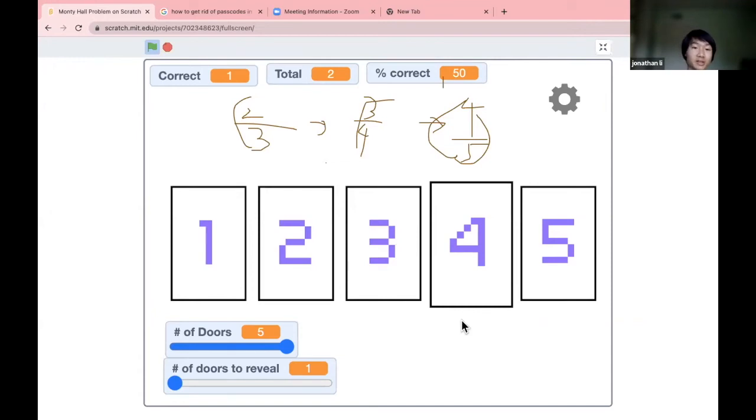And this pattern continues. So that being said, does anyone see what you would think it is for 6 doors and revealing 4 doors? What would you think the chance of getting the banana if you switch is for 6 doors, if we continue the pattern?